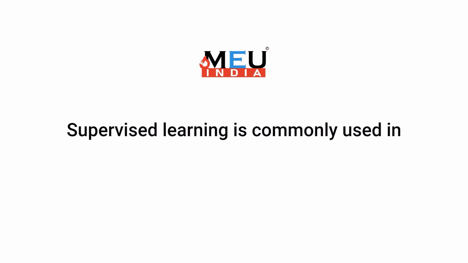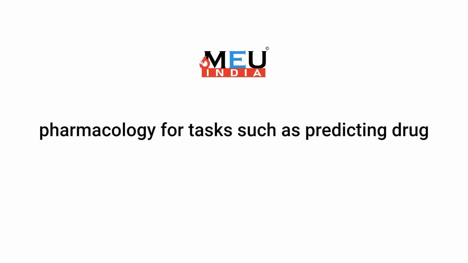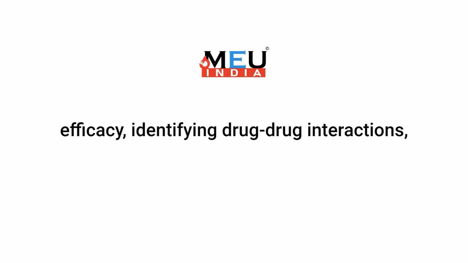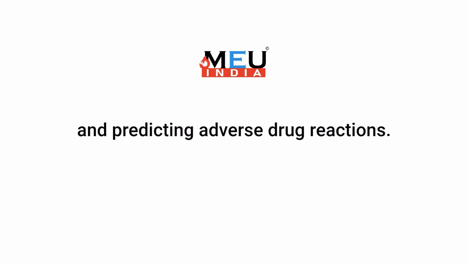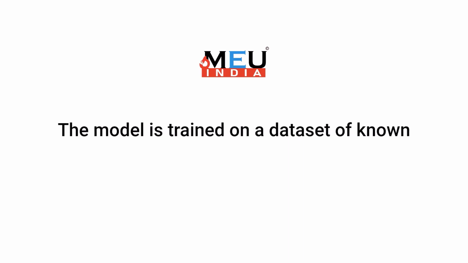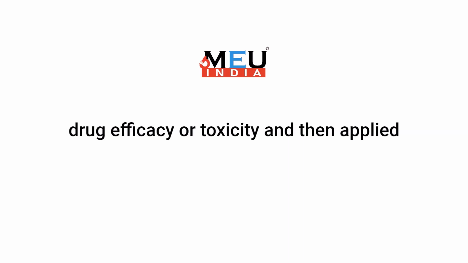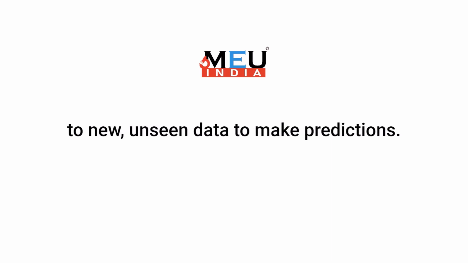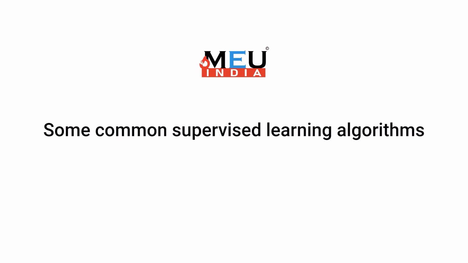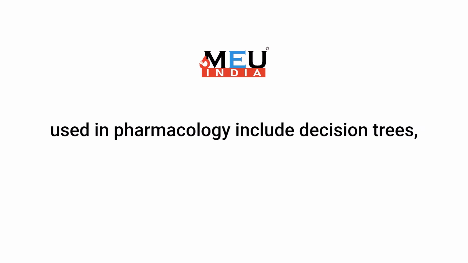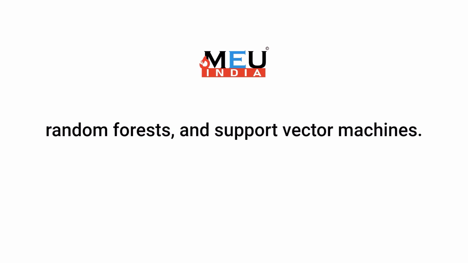Supervised learning is commonly used in pharmacology for tasks such as predicting drug efficacy, identifying drug-drug interactions, and predicting adverse drug reactions. The model is trained on a dataset of known drug efficacy or toxicity, and then applied to new unseen data to make predictions. Some common supervised learning algorithms used in pharmacology include decision trees, random forests, and support vector machines.